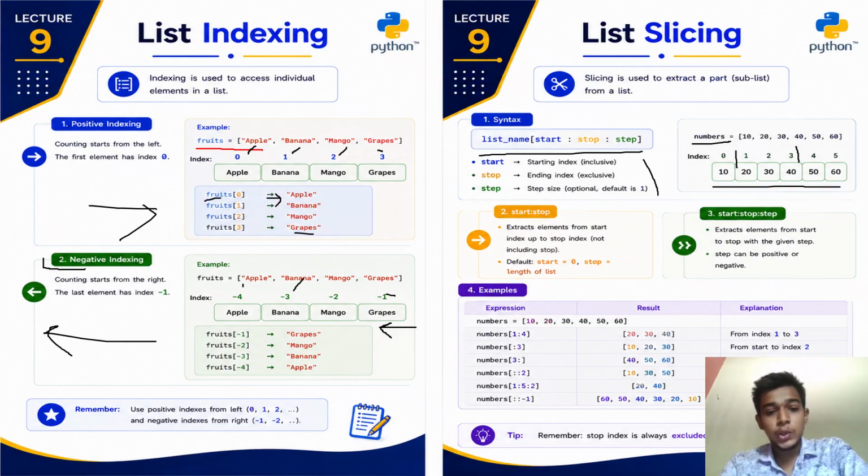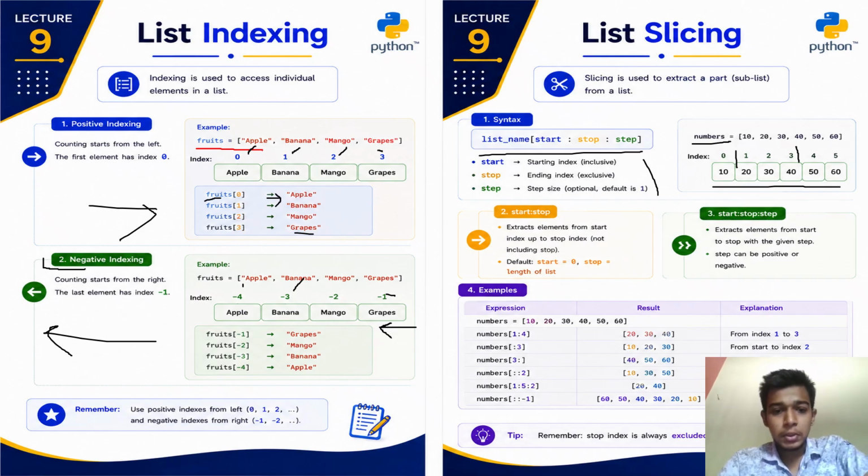Since no start value is given, Python starts from index 0. Similarly, in the third example, no stop value is given. So when the stop is omitted, Python goes till the end of the list. Therefore, it starts from 3 and goes till the last of the list.